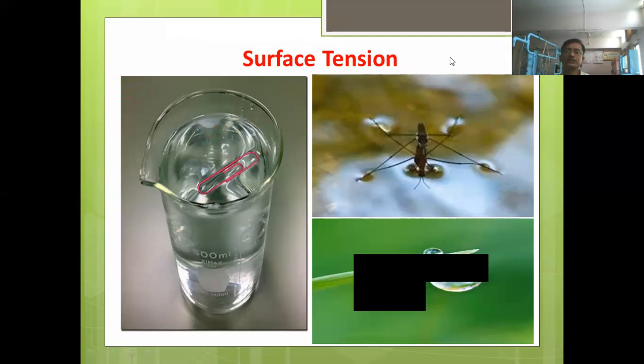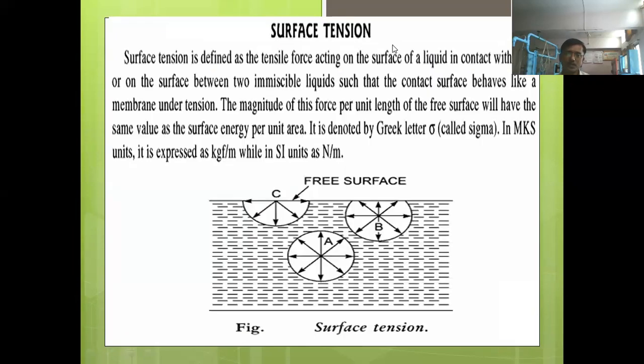Now the question will arise: why does this surface tension force occur? What is the reason behind that? What is the cause behind the formation of the surface tension force? To explain this, you can see this figure. In one of the previous lectures I told you about the cohesive force, right?